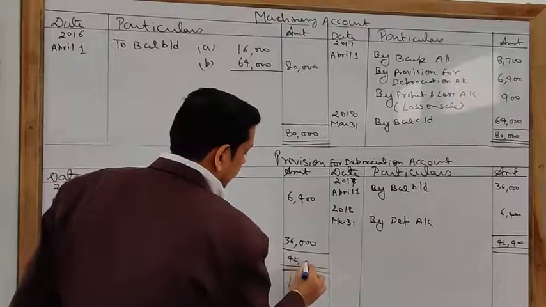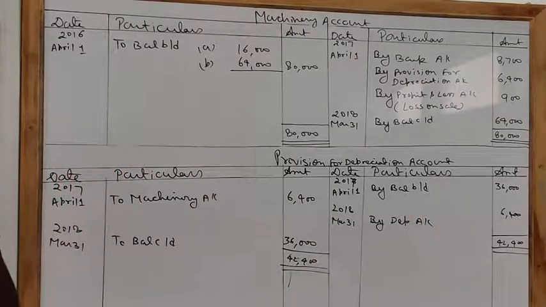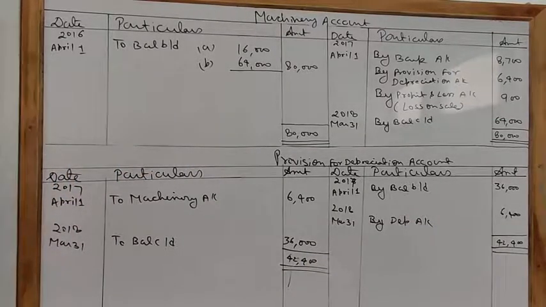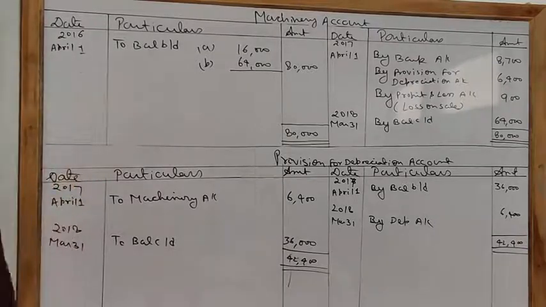So total is 42,400. So your provision for depreciation account has been prepared. In this way you are supposed to solve these types of numericals. Clear? Today we are going to solve one more numerical. See that it's question number 16. How to solve that?